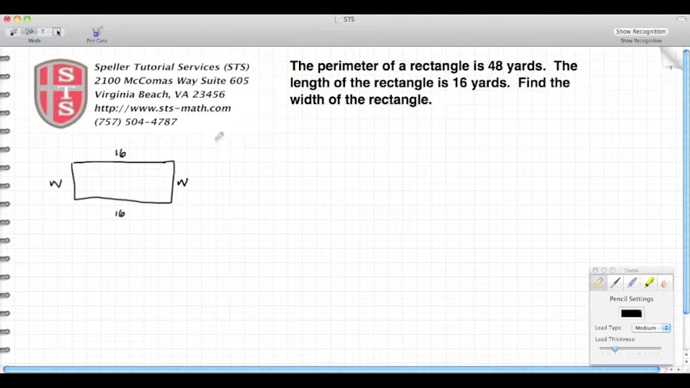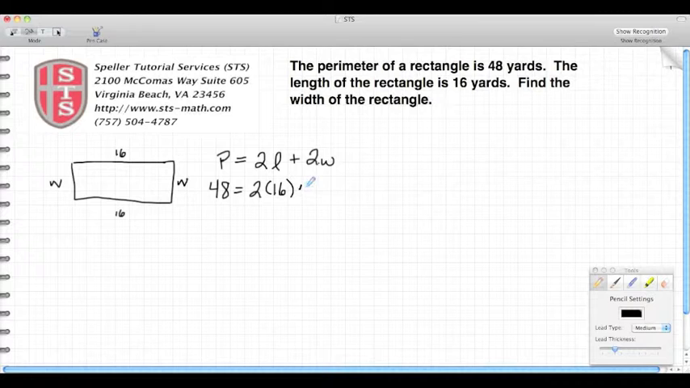Now we know that the formula for perimeter of a rectangle is perimeter is equal to 2 times the length plus 2 times the width. Here we know our perimeter to be 48 yards. We know our length to be 16, so we substitute that back in. And we don't know the width, so we keep this as 2W. Now we proceed by trying to solve for W.